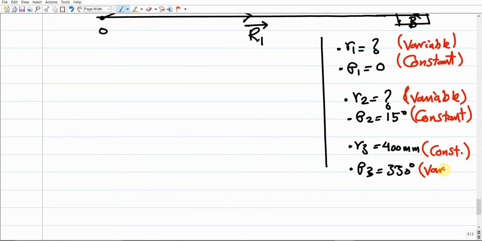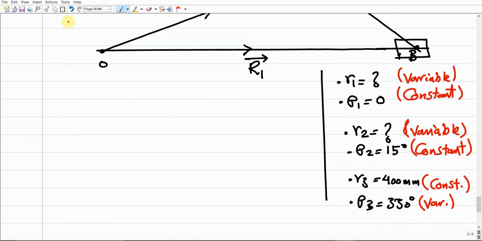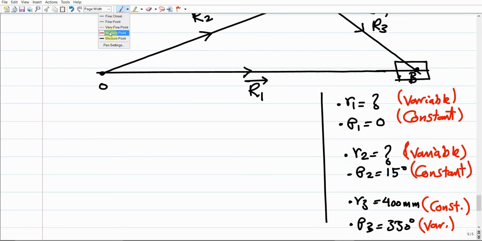So here we end up defining which of these quantities, the R's and thetas, is variable and which is constant, and this is a new thing. Then you're going to proceed to the position analysis typically the same way as we did many times before. So we're going to start here. Step 1 is just position analysis.